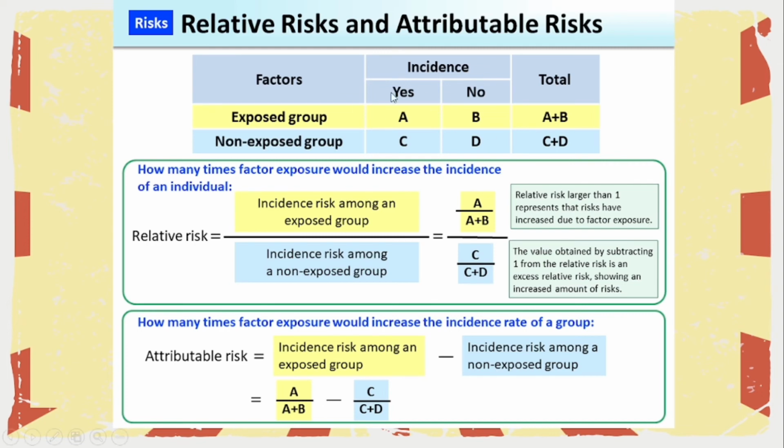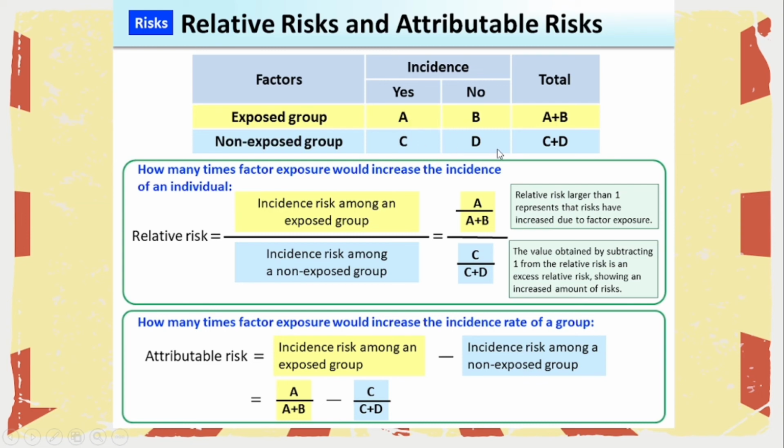Pag binigyan ka ng table ng incidence with the yes and the no, the factors are exposed group and non-exposed group, you will label them with A, naming the exposed group with the yes, and then incidence ng no ng exposed is B, and then if you're going to total it, A plus B, and then yung non-exposed group mo naman na yes, and then the no that has not the disease, C and D yan ng non-exposed group mo. A, B, C, and D.